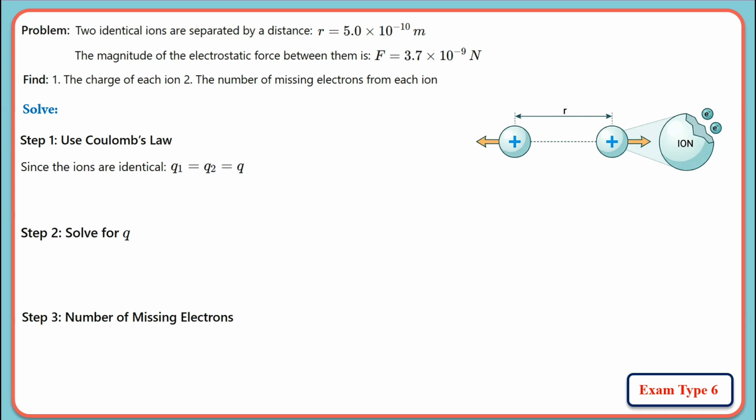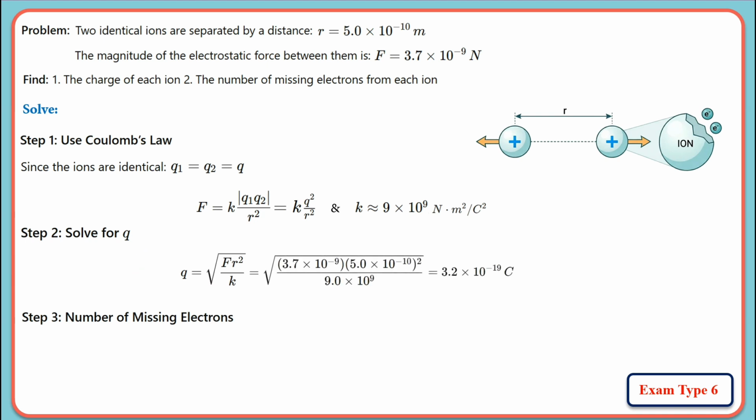So we write Coulomb's law as F equals kq squared over r squared. And as you definitely know, the important constant k is equal to 9 times 10 to the power 9 newton meter squared per coulomb squared. Now we solve for q by taking the square root of Fr squared over k. After substitution, we get the charge of each ion equal to 3.2 times 10 to the power negative 19 coulombs.